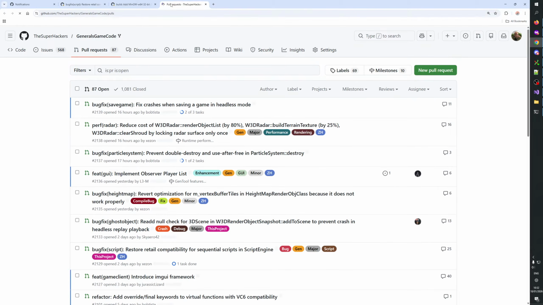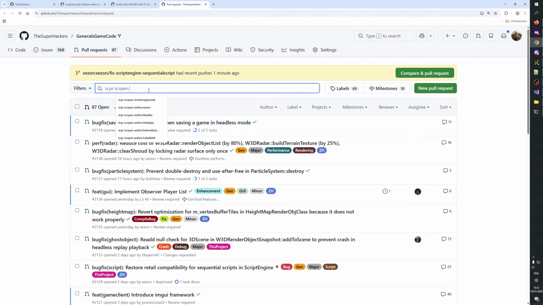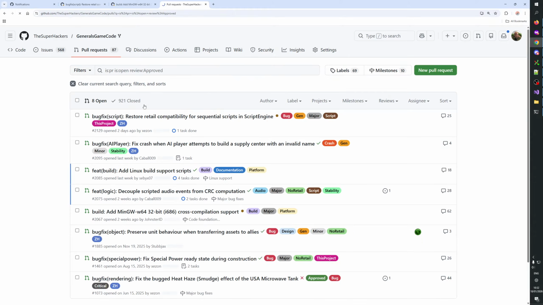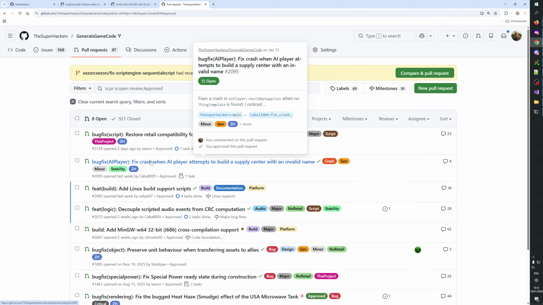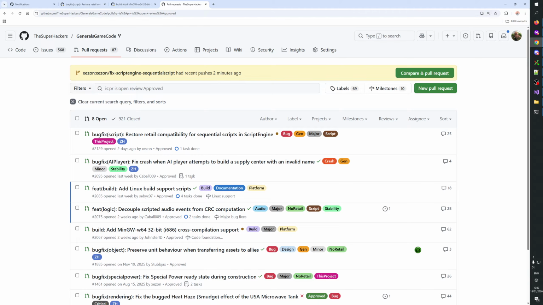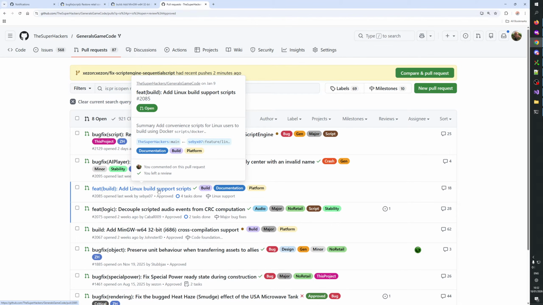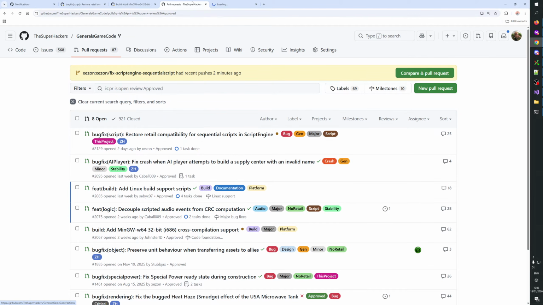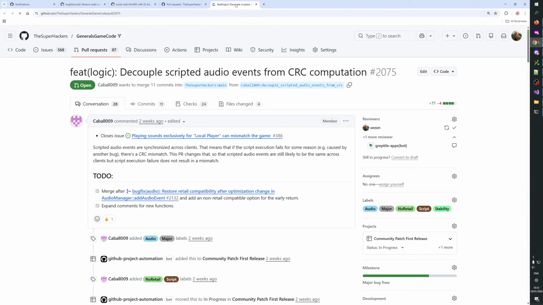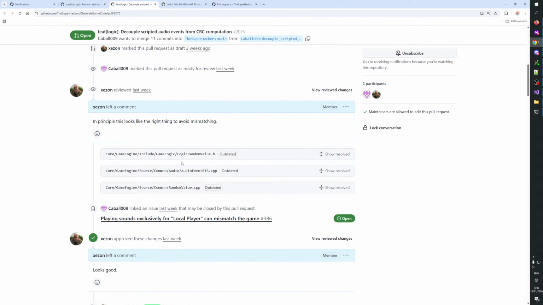Let's see, what else do we have? Do we have anything else currently approved? Fix crash when AI player attempts to build a supply center with an invalid name. This one also still has an open task. Decouple scripted audio events. This one needs looking at, I think. The right thing.